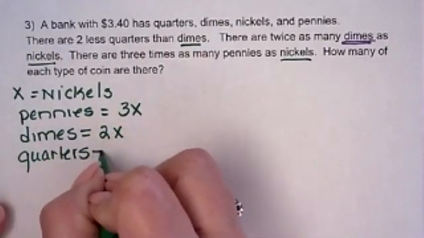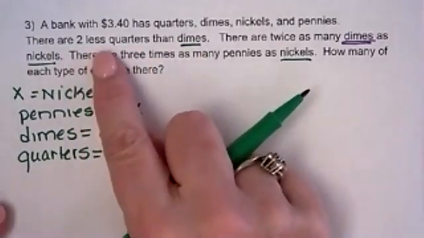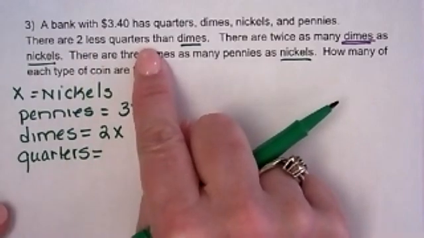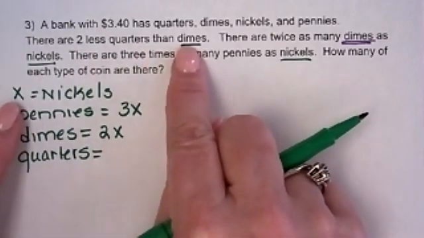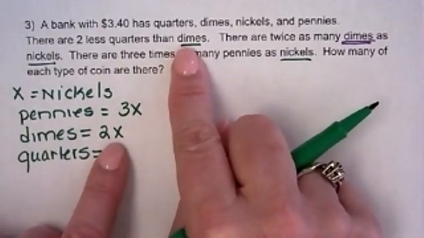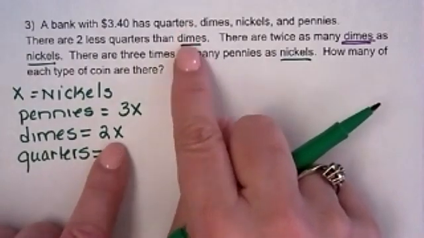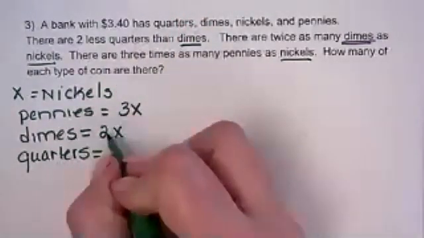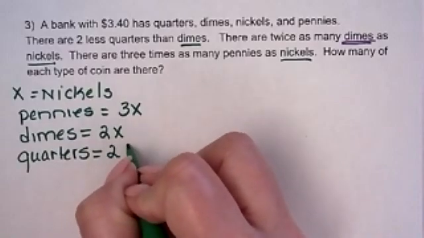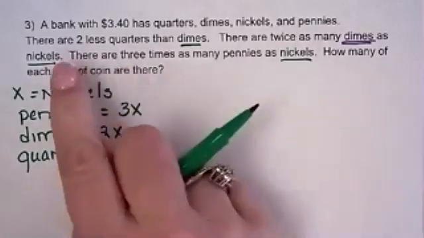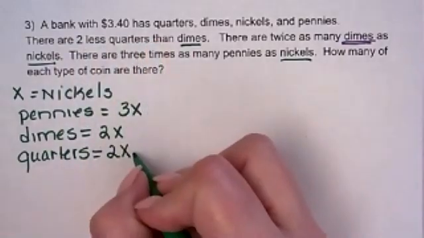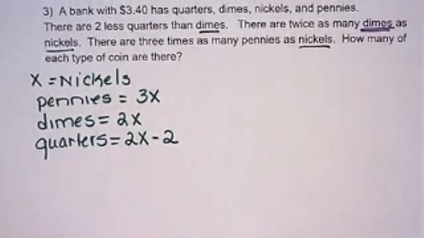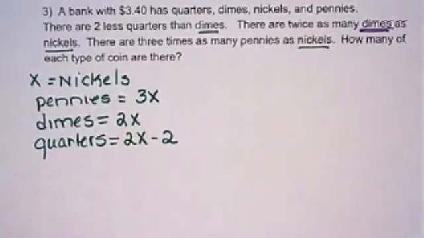you've got to be careful right here. It's trying to trick you. There are 2 less quarters than dimes. So 2 less than means to take away 2, but you're not going to take it away from the nickels. You're going to take it away from the dimes, okay? Because that sentence ends in dimes. So the quarters is going to be the dimes, which is 2x, and then I'm going to take away 2 because it says 2 less than, minus 2. Okay, let's see where that could be tricky. That's considered a difficult level problem.